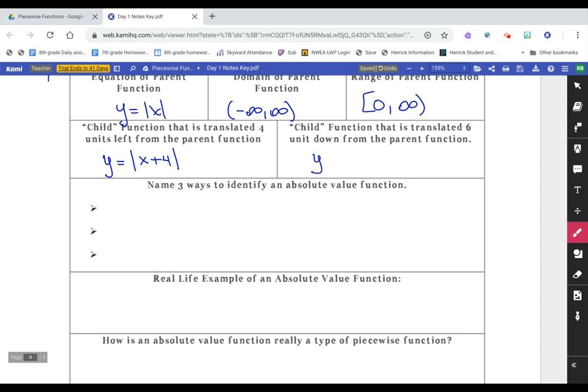If we want to translate the parent function 6 units down, we would take the absolute value of x, and up and down get added and subtracted outside of the absolute value. Down would be subtraction, and we would do 6 there. How can you identify an absolute value function?